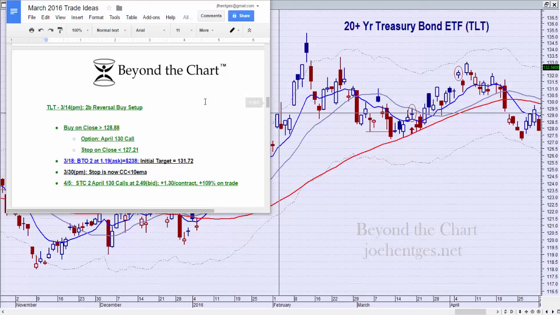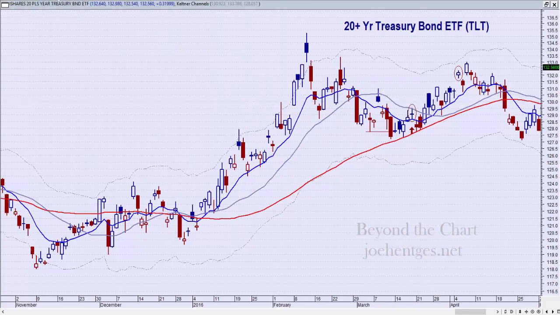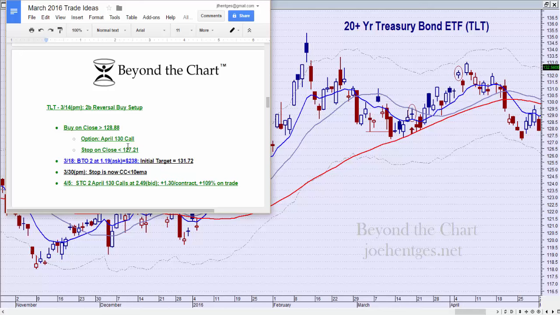All right, so let's start off here. Let me get rid of the crosshairs. Let me bring that back. And so here's the trade idea right off the Trade Ideas web page that I use for my insider members. This was how I presented it to my insider members. On March 14th, I said I'm looking at what I call a reversal buy setup, and buy it on a close greater than 128.88.